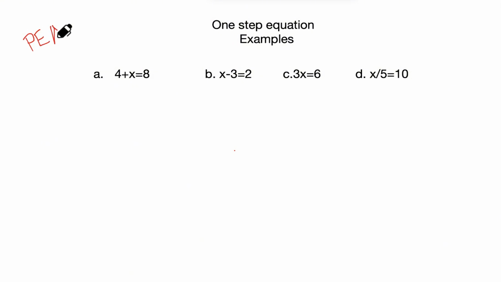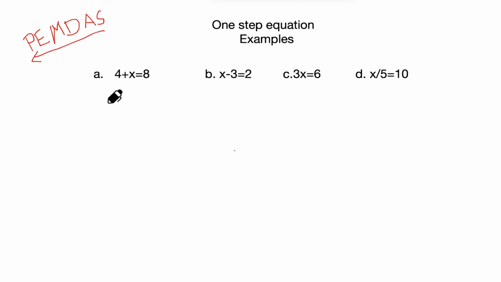Remember, P stands for parenthesis, E for exponent, M for multiplication, D for division, A for addition, and S for subtraction. Since we're going opposite order, we go backward when we're solving. So we start with subtraction, then we move on to addition, division, multiplication, exponent, and finally the parenthesis.